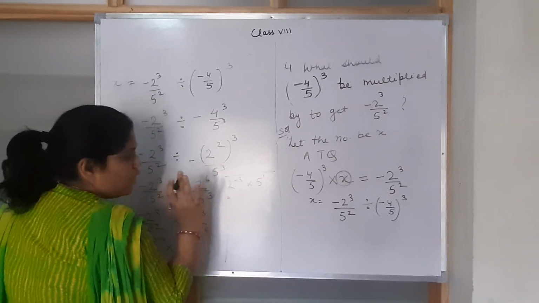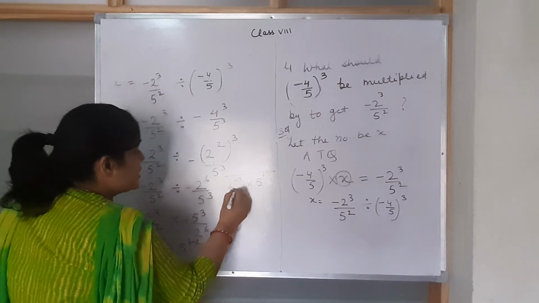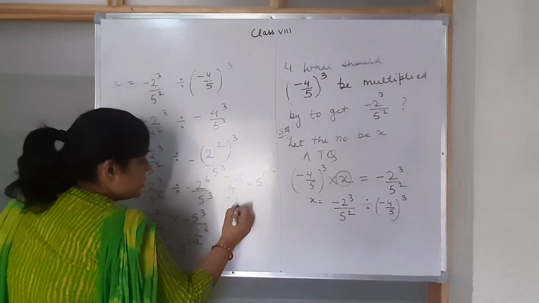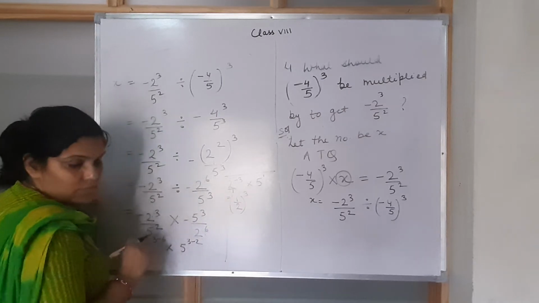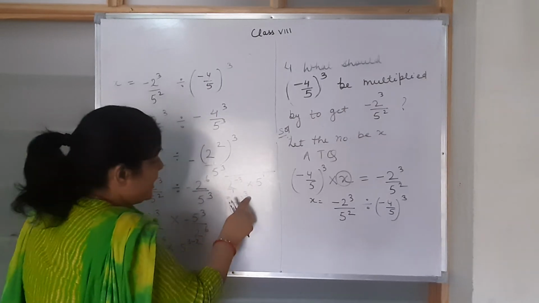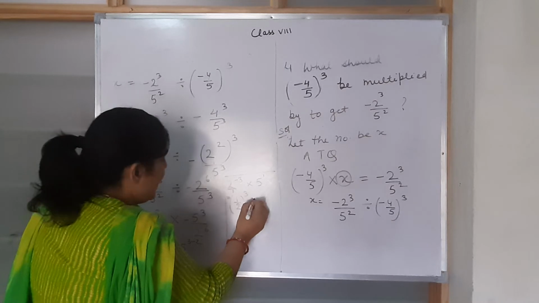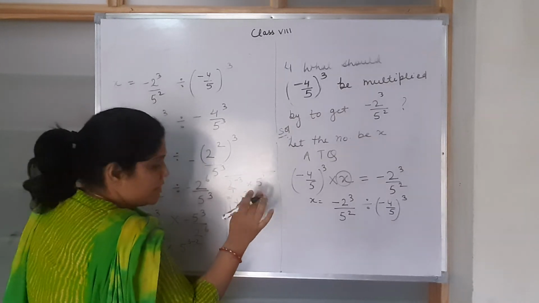Now how will you solve 2 raised to the power minus 3? First we have to take the reciprocal, so this is going to be 1 upon 2 whole power 3. The power is minus 3, so it will become plus 3, 1 upon 2. And 5 will remain like that because the power is positive.